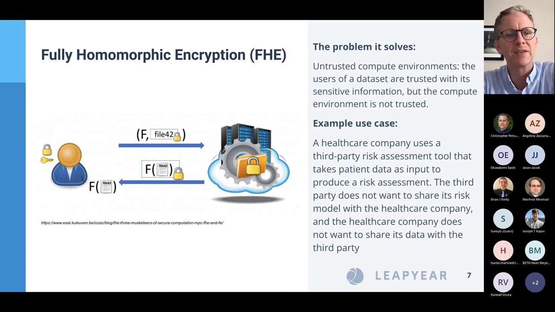Again, we're not going to go into the mechanics of how it does so right now, but one example use case would be, say, a healthcare company that wants to use a third-party risk assessment tool. They have all of their own patient data. They provide that data in encrypted form to the third party. The third party is able to run a model on that data and provide the result back to the data owner without ever having access to the unencrypted versions of that data. Another very, very powerful method.